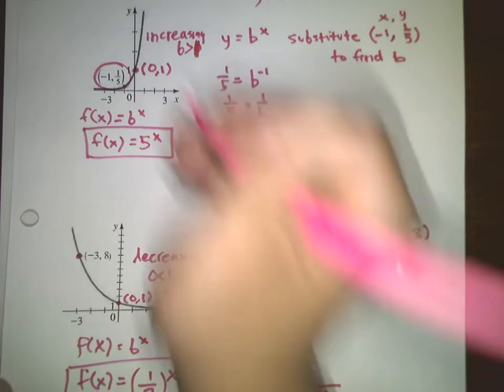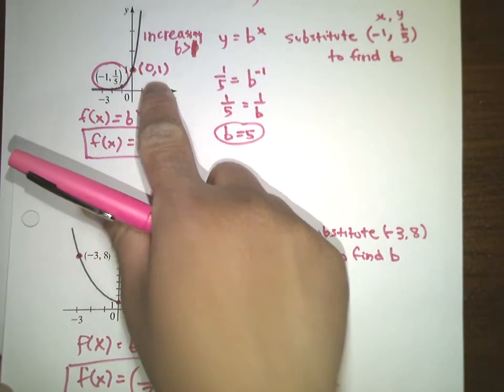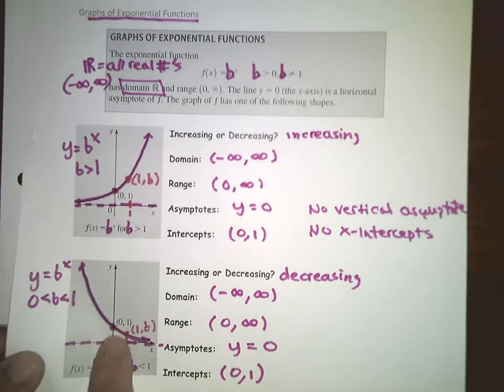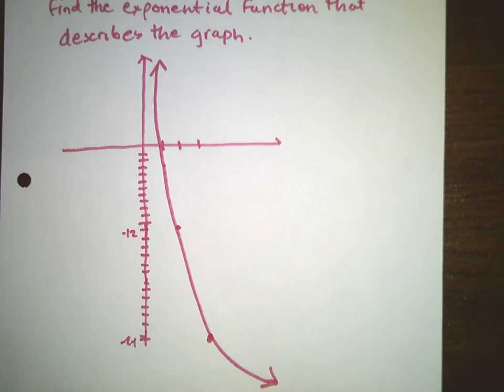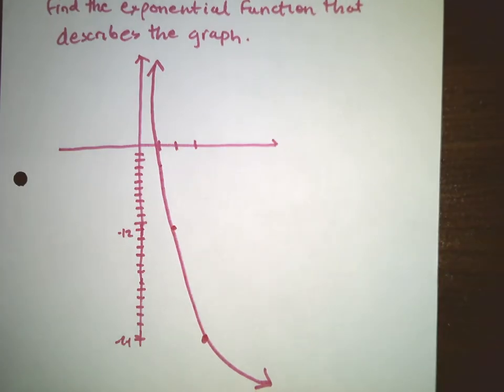Well, if you look at all these so far, there was a point at 0, 1. This had a point at 0, 1. Even our definition had a point at 0, 1. So if there isn't a point at 0, 1, then you might want to try something else to find the equation of the graph.